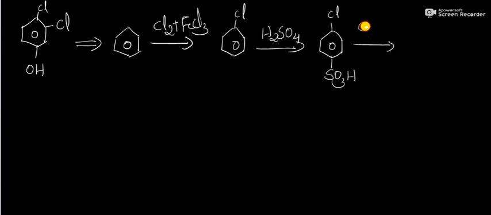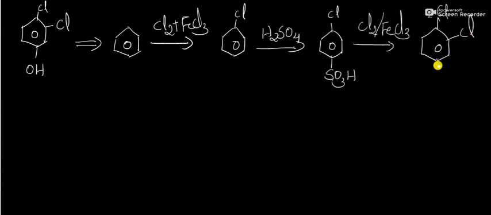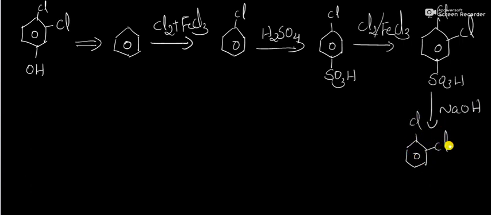Again on chlorination using Cl2 in the presence of FeCl3, chlorine will be substituted at the ortho position. Which on treating with sodium hydroxide, will convert into our target molecule Cl, Cl, and OH.